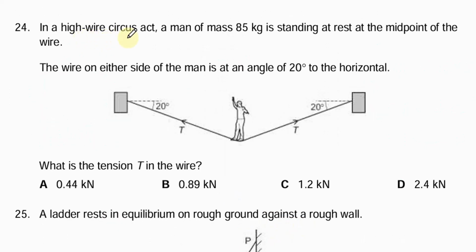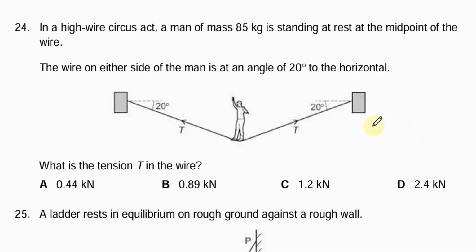In a high wire circus act, a man of mass 85 kilograms is standing at rest at the midpoint of the wire. So over here, the wire on either side of the man is at an angle of 20 degrees to the horizontal. What is the tension T in the wire?